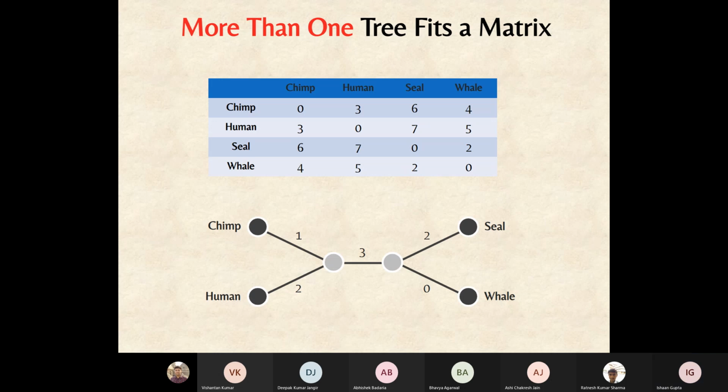Further, I showed you one example of a tree here. Can you make another tree here? Another kind of tree that fits this, very quickly. So do you think this is also a tree which solves this problem?